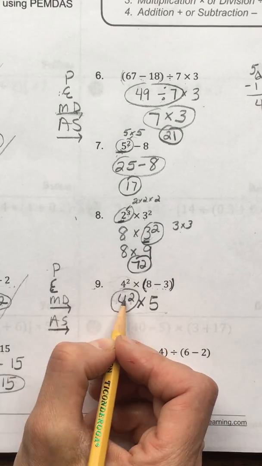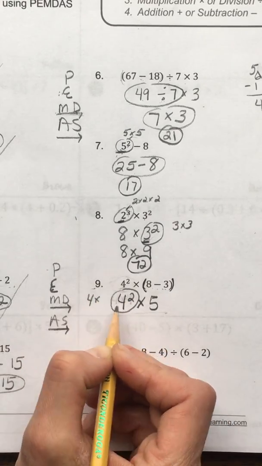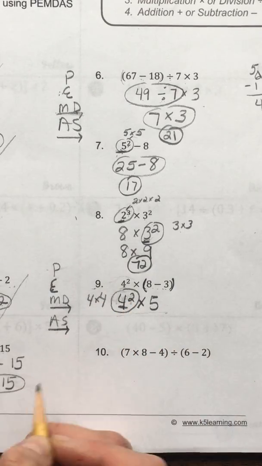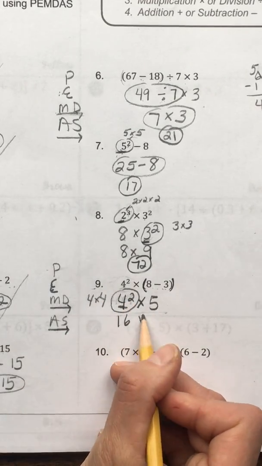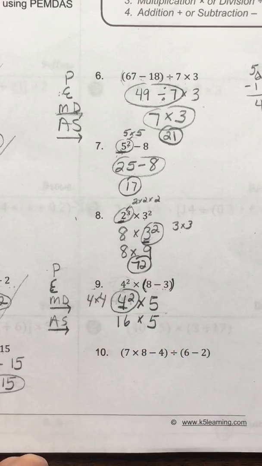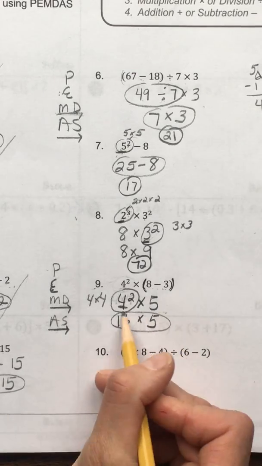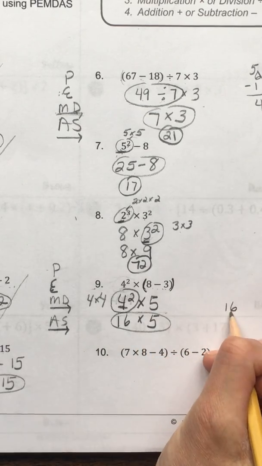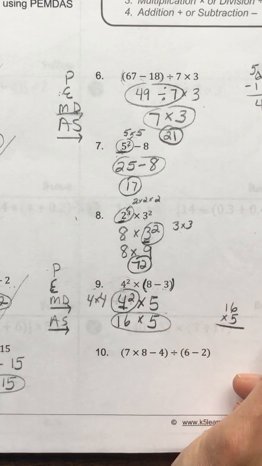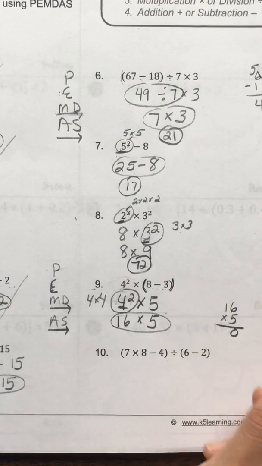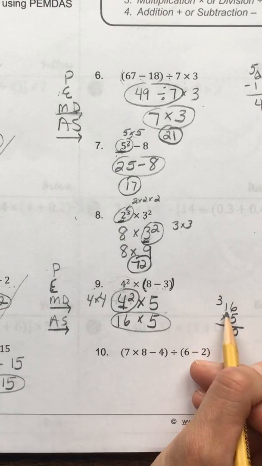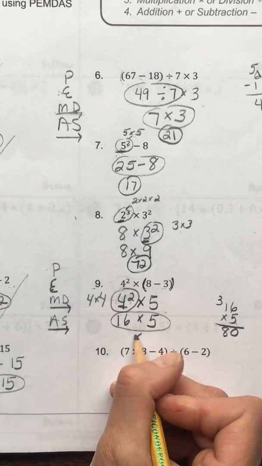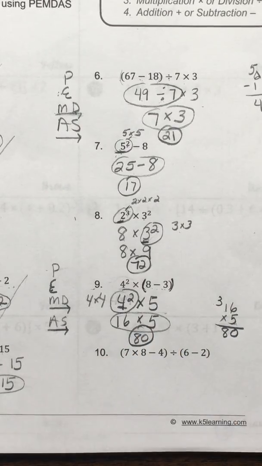And 4 to the second power means the base number of 4 times itself 2 times, which is 16 times 5. And that is my last step. And 16 times 5, do a side problem. That's 30. 5 times 1 is 5, plus 3 is 8. And my answer is 80.